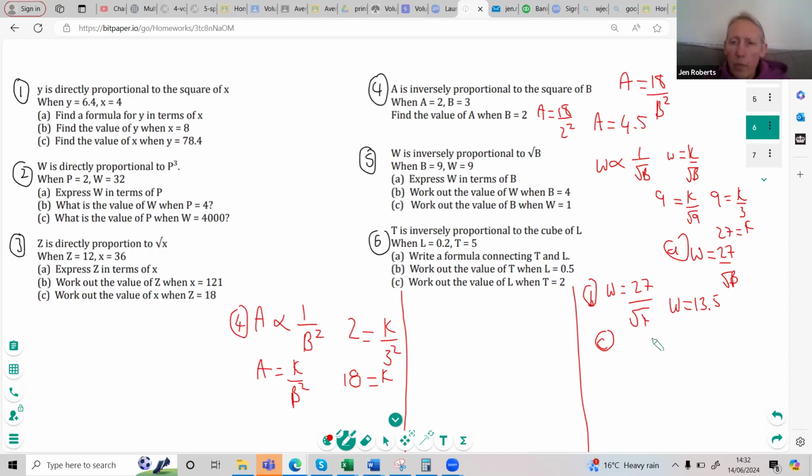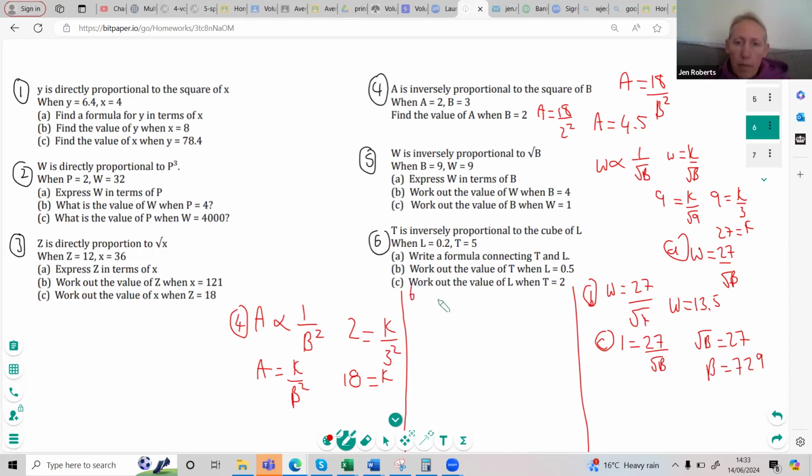Part C, work out the value of b when w is 1. 1 equals 27 over root b. We need to times both sides by root b first. 1 times root b is just root b. Root b is 27. How do you make b the subject? Square both sides. b equals 729.